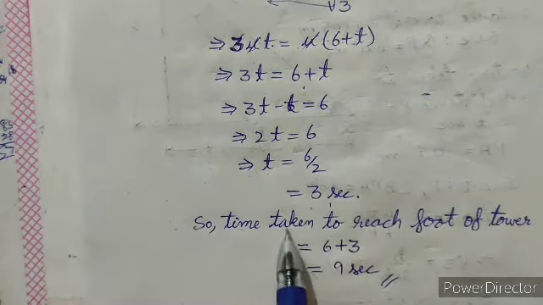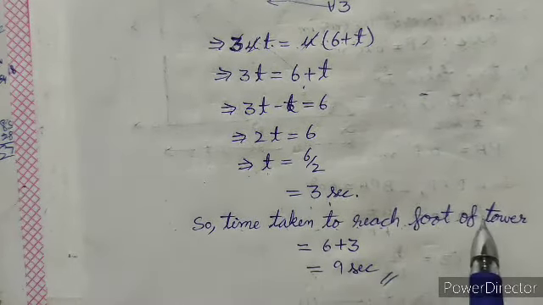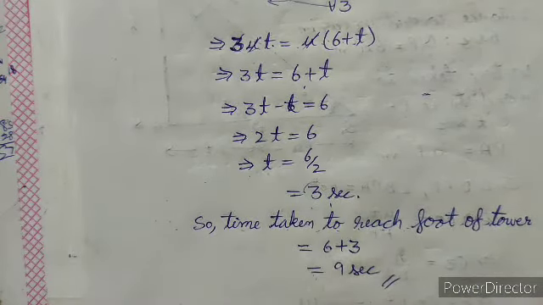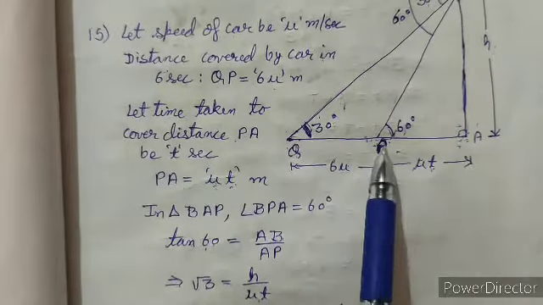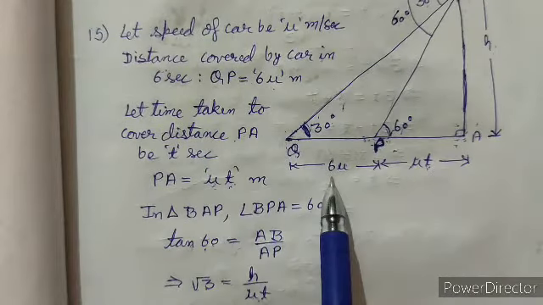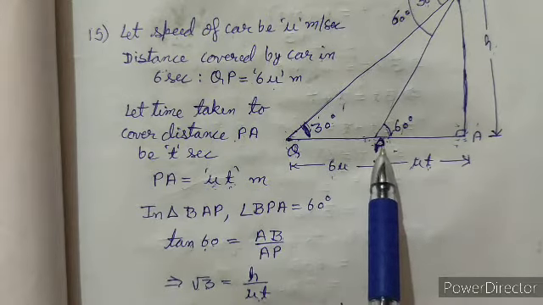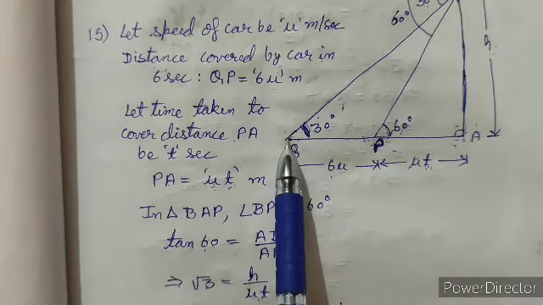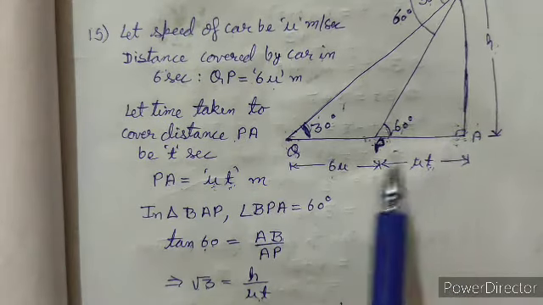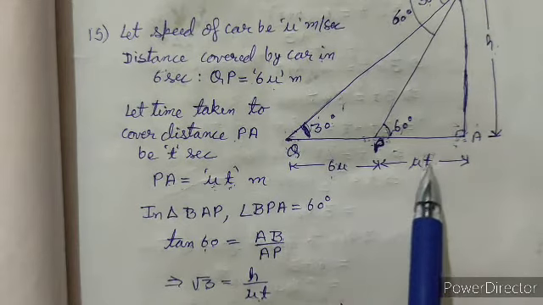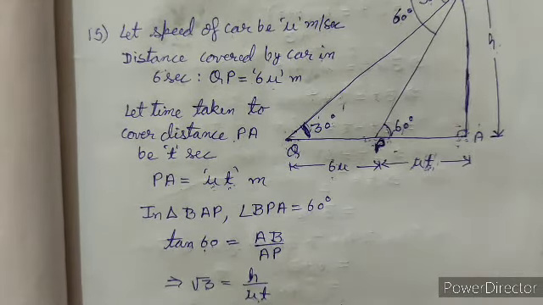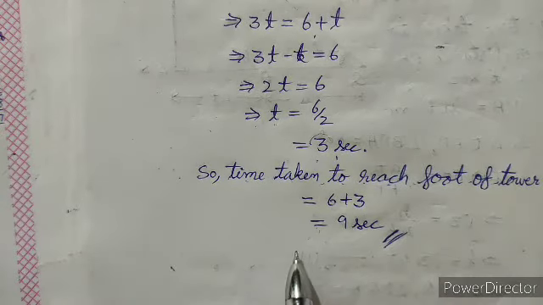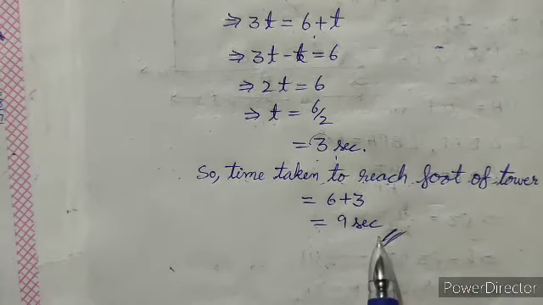So we can say the time taken to reach the foot of the tower will be equal to 6 plus 3 seconds, as the time taken to move from Q to P was 6 seconds, and we have obtained the time taken to move from P to A as 3 seconds. So time taken to move from Q to A will be equal to 6 plus t, that is equal to 6 plus 3, which will be equal to 9 seconds. So time taken to reach the foot of the tower will be equal to 9 seconds.